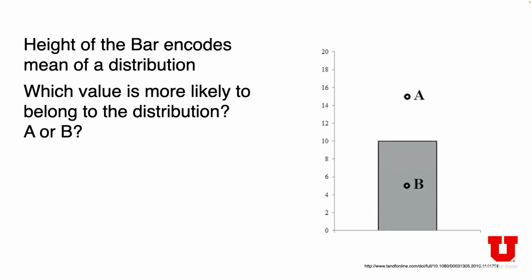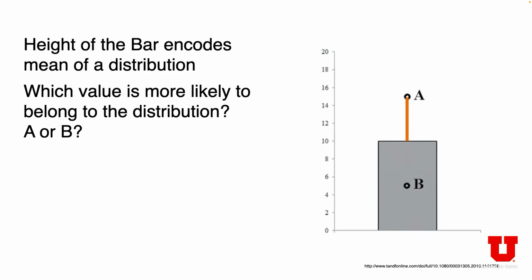Let's do a show of hands. Which value plotted as a point on the chart is more likely to belong to this distribution? Who says A? Okay. I have 2. Who says B? I have many. So obviously, trick question. They are equally likely to belong to this distribution. And obviously you might have realized that they are equidistant from the mean of the distribution.